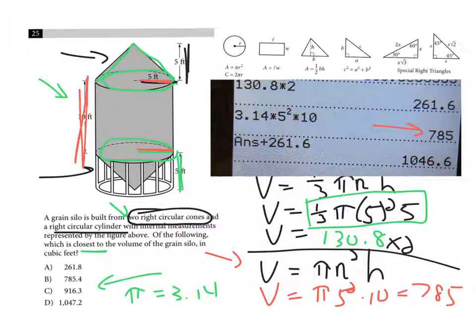And then we're going to take that and we're going to add that to the 2 right circular cones. So it looks like here the volume is going to be about 1046.6. So which is closest to the volume? Here, letter D.